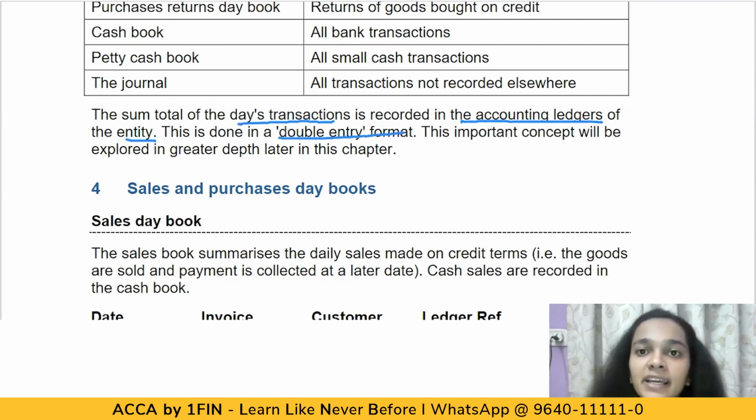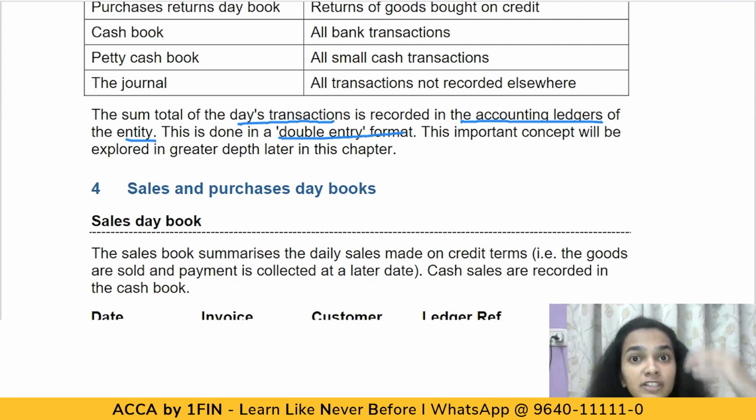What is double entry format and how do things happen here? Let's understand. Here they first talked about the sales and purchases day book, but we'll first talk about the journal. We'll understand what a journal is and how journal entries are made. I'm sure you must be aware of the general principles, the golden rules of accounting. Have you ever heard of the golden rules of accounting? There are three different types of accounts, and there are different rules which you follow whenever you're passing journal entries for those accounts.